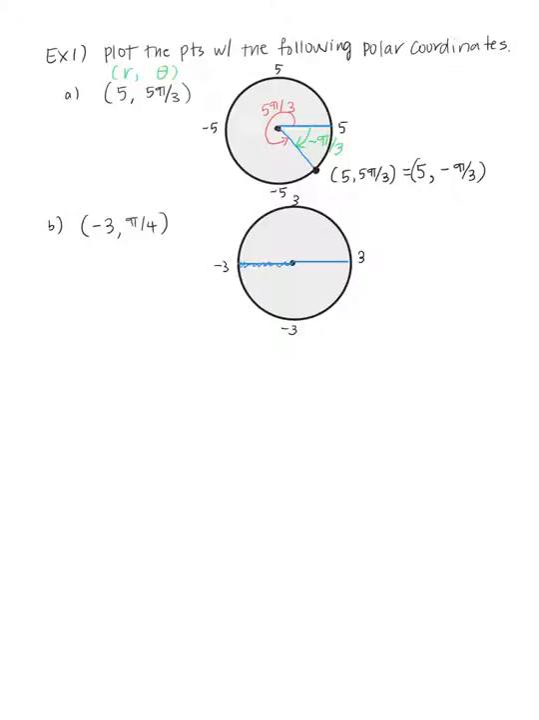So if I revolve like this, that's positive pi over 4 units. So this point right here is negative 3, pi over 4.